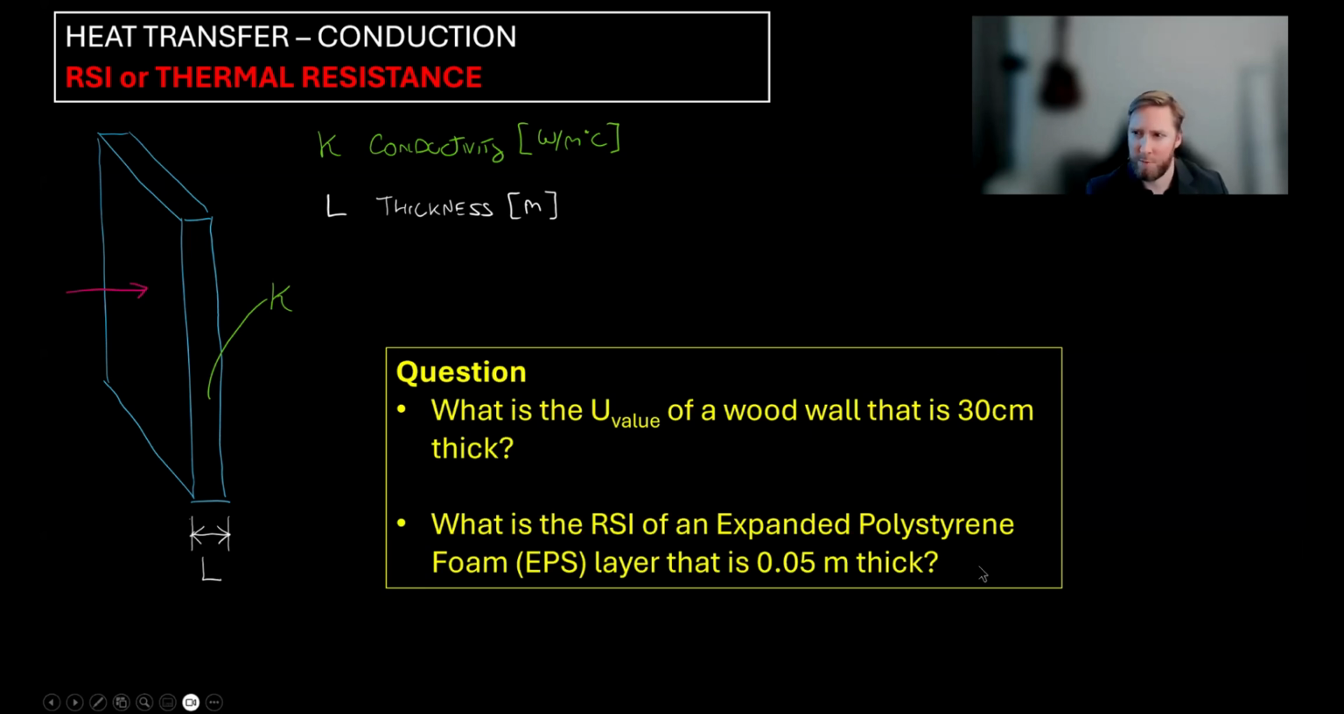Okay, so here's a question for you just to test what you've learned so far. What is the U value of a wood wall that is 30 centimeters thick? You've got to find the conductivity and the thickness to determine the U value. And the second one is, what is the RSI of an expanded polystyrene foam layer that is 0.05 meters thick? Again, using the conductivity and the thickness, you can find the answers to both of those.